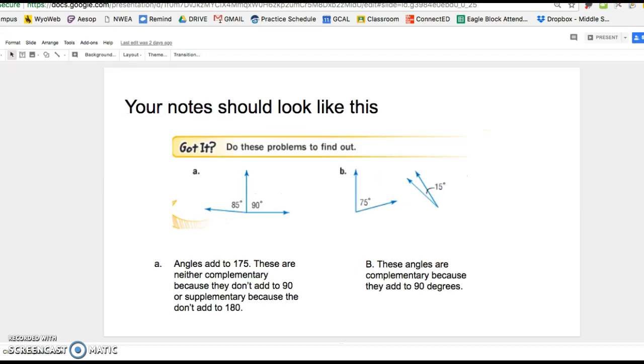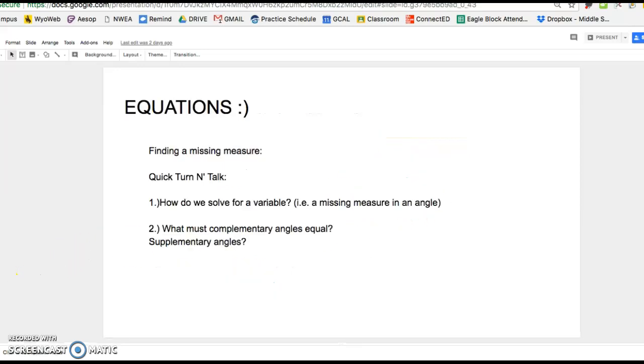Okay, so looking at this, angle A adds to 175, so they are neither complementary or supplementary because they don't add to 90 or 180. Angle B, those are complementary because they add to 90 degrees. Okay, so especially for A, make sure you're looking at that and you're telling me what they add up to. You're not just looking at it and saying, well, it doesn't quite create a straight line. Always tie it back to the vocabulary so that way you know. Again, this is an important one to have in your notes, so you have it as a reference. You already have this one in your notes as under complementary, so I wouldn't necessarily worry too much about B.